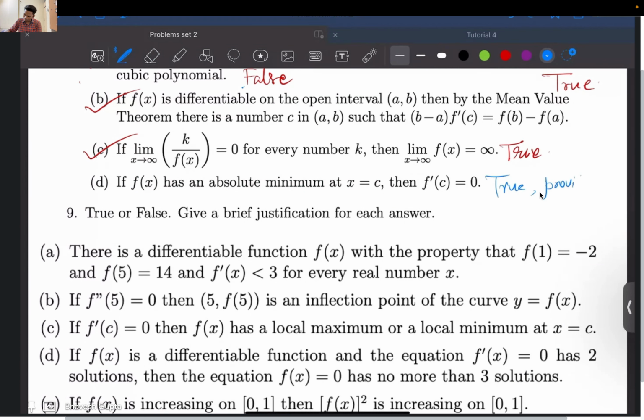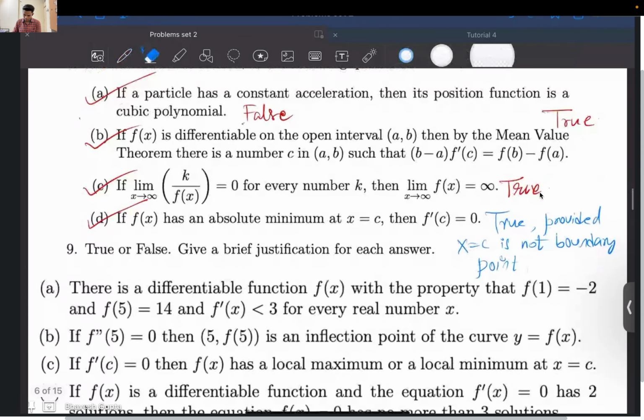provided x equal to c is not a boundary point. Then you might have trouble. Okay, so this is true provided x equal to c is not a boundary point.